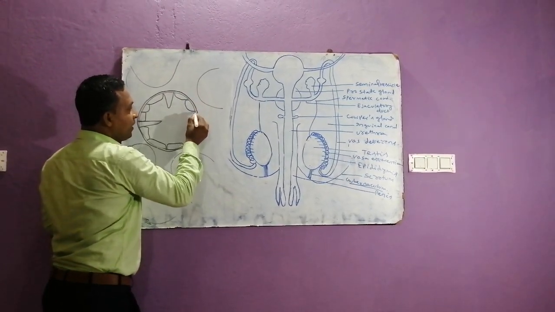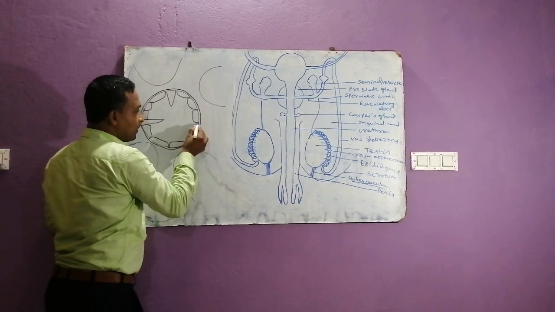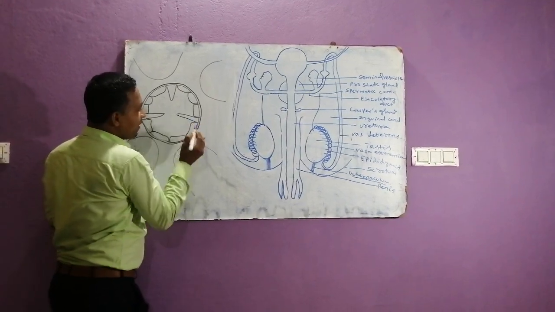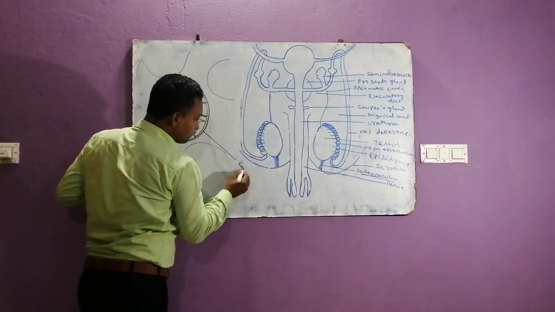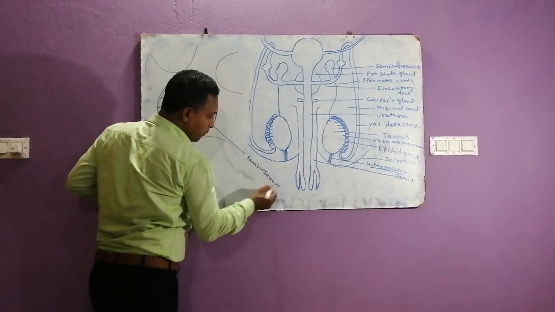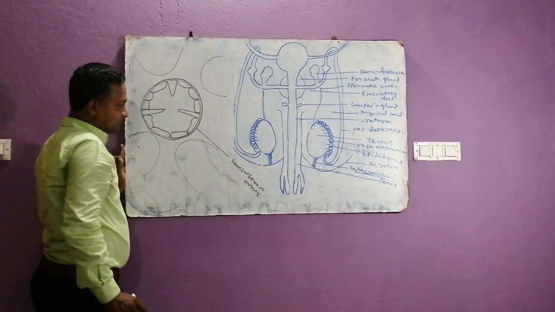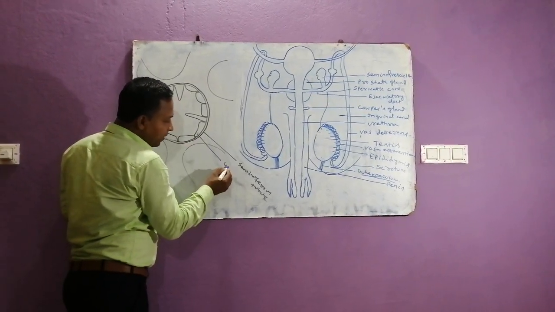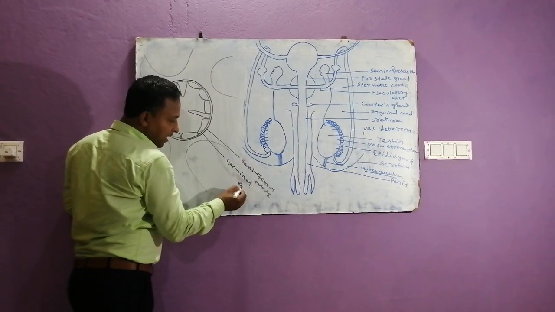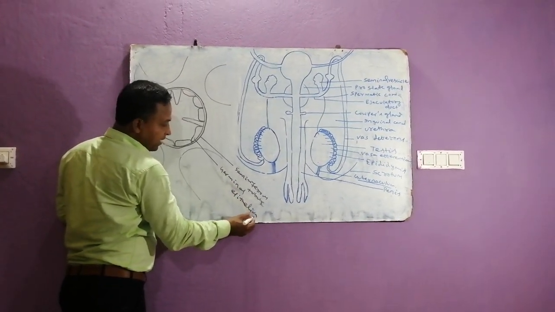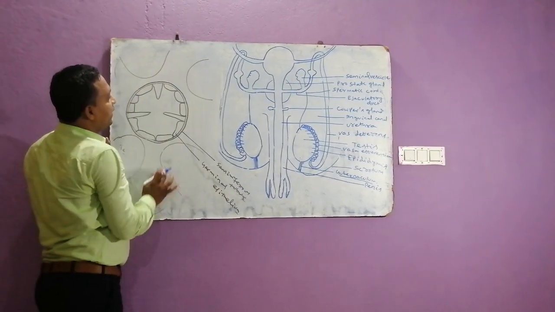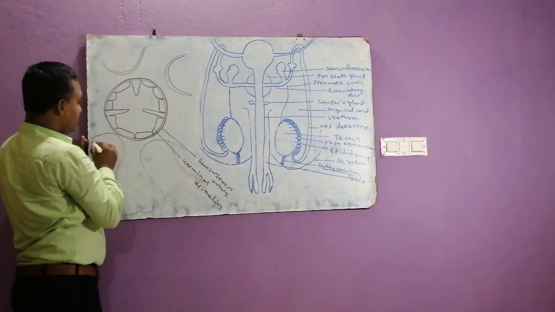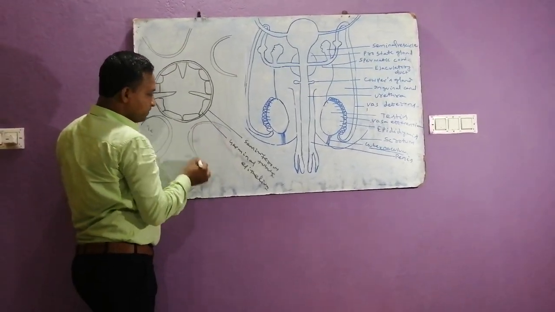The seminiferous tubule is lined by one layer of which epithelium? Germinal epithelium. This is the outer lining of the seminiferous tubule, that is called which epithelium? Germinal epithelium. The seminiferous tubule is lined by which epithelium? Germinal epithelium. Yes, this is another seminiferous tubule.